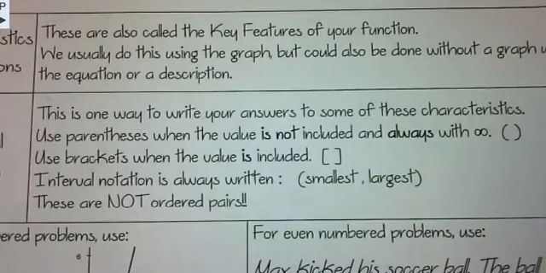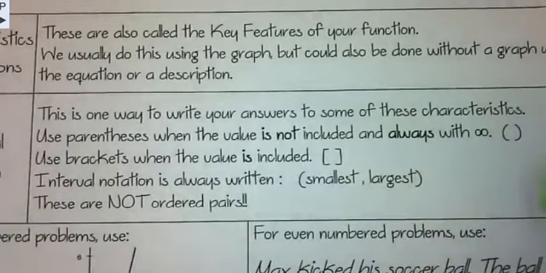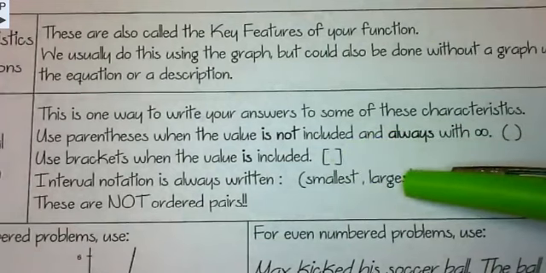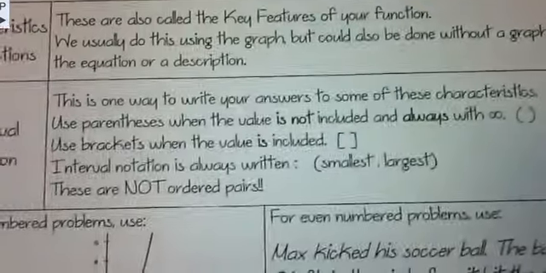We always use parentheses with infinity because that's the idea that it just continues on forever, so we can't really reach an ending point. Interval notation looks like an ordered pair, but it's not. And what we do is we write the smallest, largest. So it does look like an ordered pair, but we just know that since we're doing interval notation, we're not talking about ordered pairs right now, and especially if we have something like an infinity sign, that's not going to be part of an ordered pair.